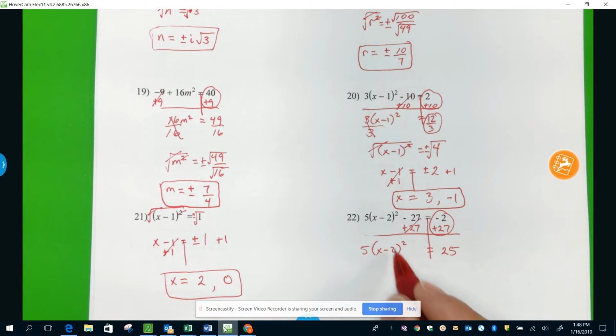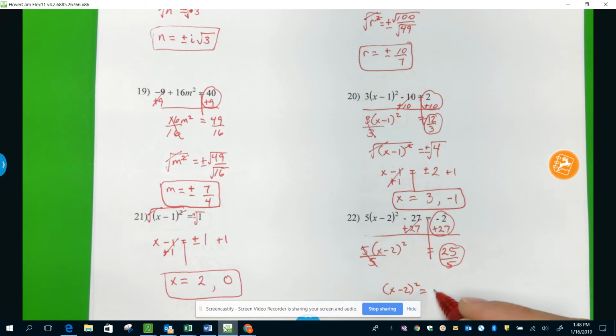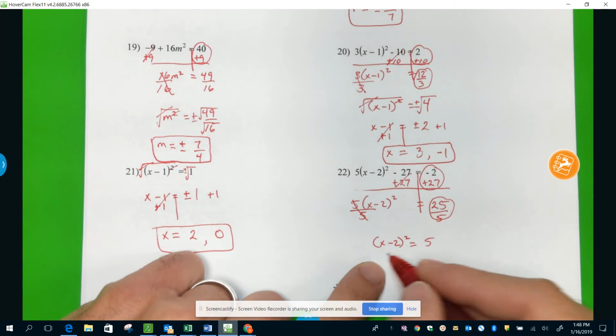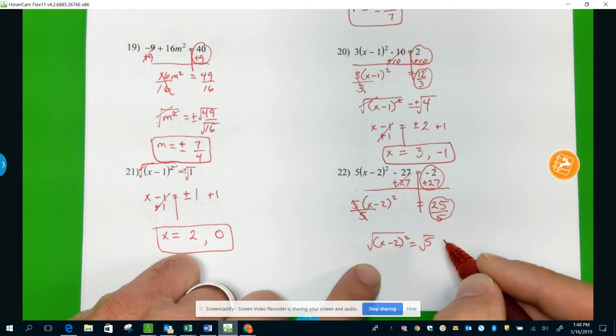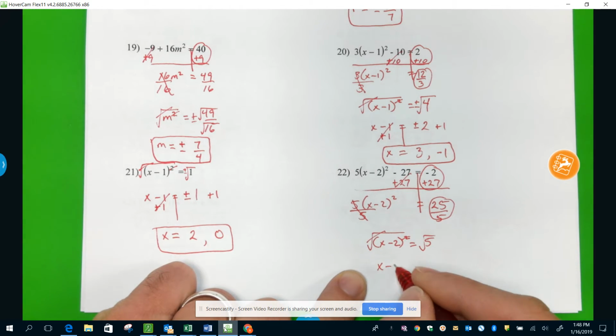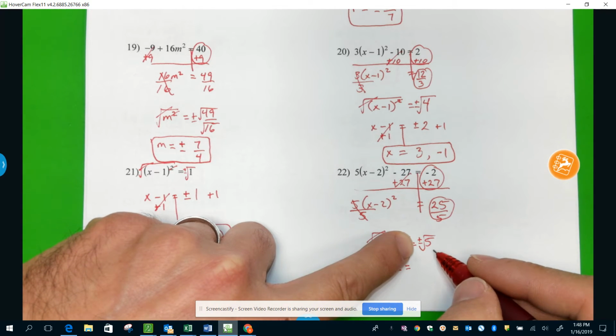Again, I need to isolate my parentheses with the squared. So to get rid of the 5, since it's attached, we need to divide. So now I've got (x − 2) squared equals 25 divided by 5, so (x − 2) squared equals 5. Now that it's isolated, we can square root both sides. On the left, the square root cancels the square, so I just have x minus 2. On the right, don't forget to put your plus or minus in front of your square root.